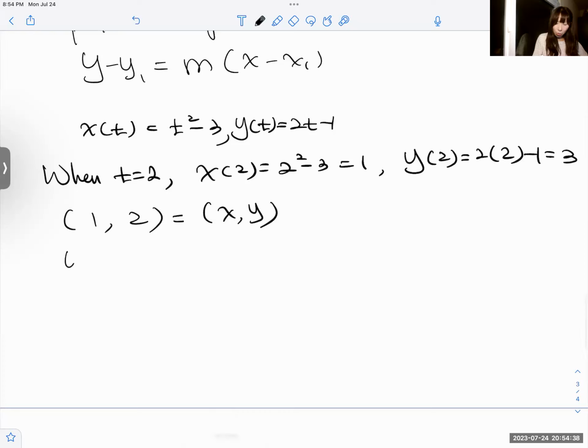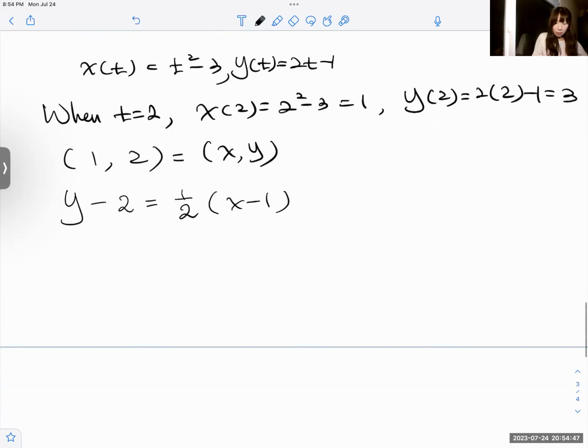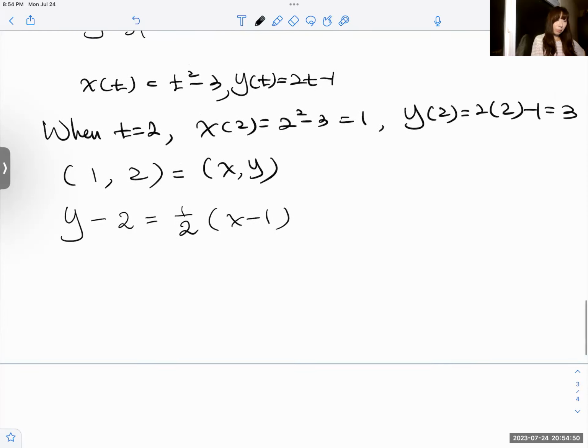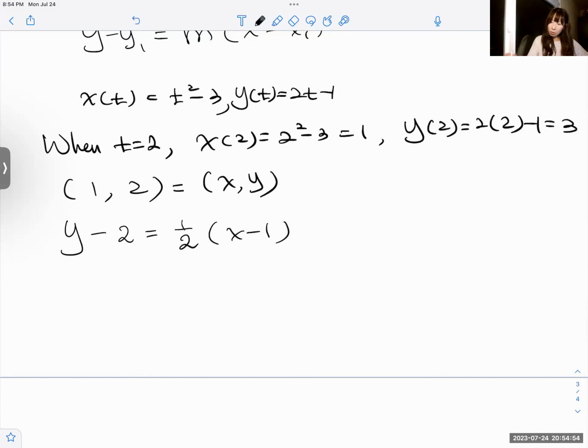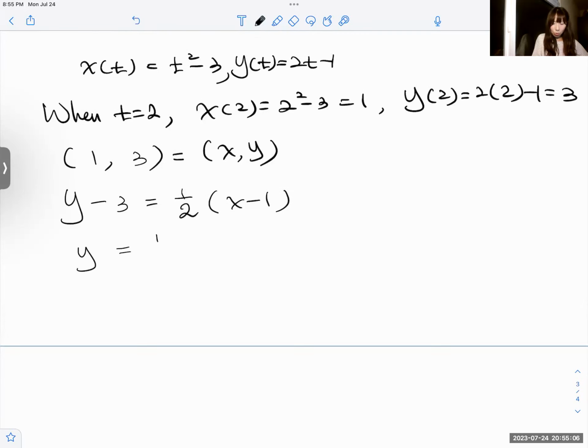We are using y minus 2 equal to the slope, which is 1/2, times x minus 1, right? So wait a minute. That is 1, right? Wait a minute, 3. I made a mistake there. 1 and 3. 1 and 3, right? Okay, so there will be 1/2 x minus 1/2 plus 3, right?